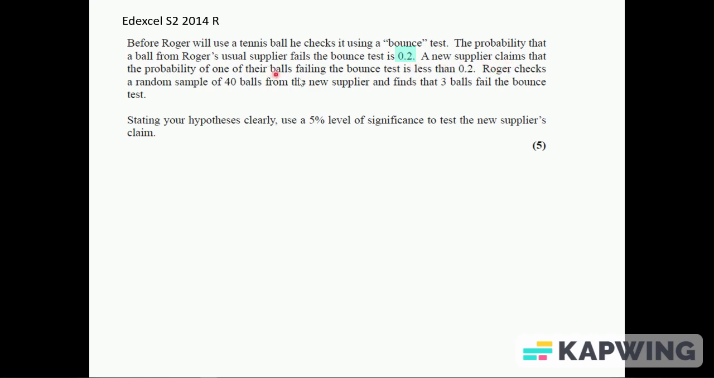A new supplier claims that the probability of one of their balls failing is less than 0.2, so they think their balls are better. Roger checks a random sample of 40 balls from the new supplier and finds that 3 balls fail the bounce test. Stating hypotheses clearly, use a 5% level of significance to test the new supplier's claim.